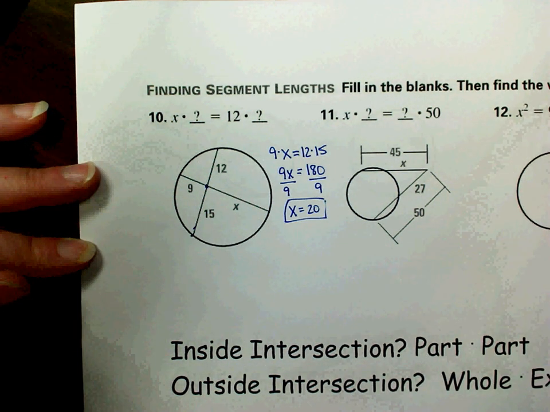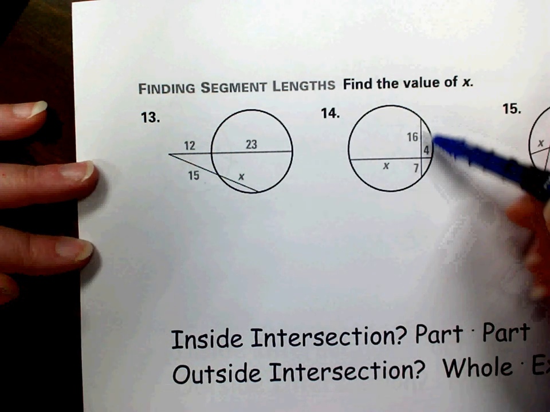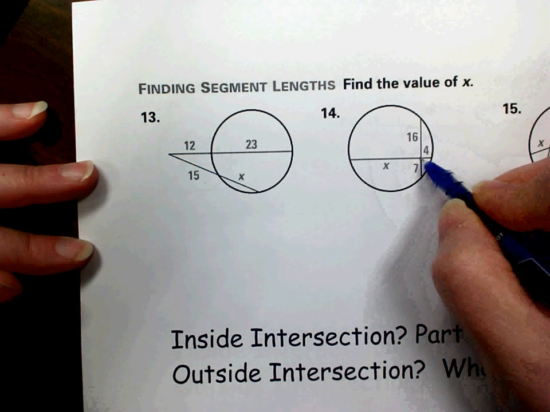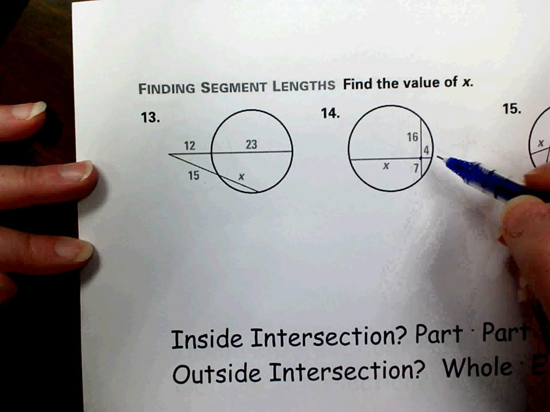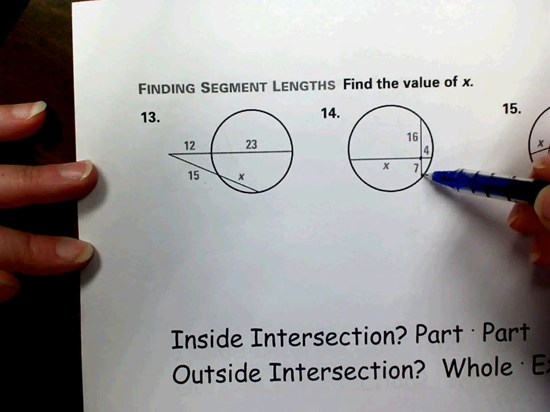The next inside intersection that we have is on number 14. These two chords intersect inside the circle. So again, we have a part times part relationship. So the parts of this chord are 16 and 7.